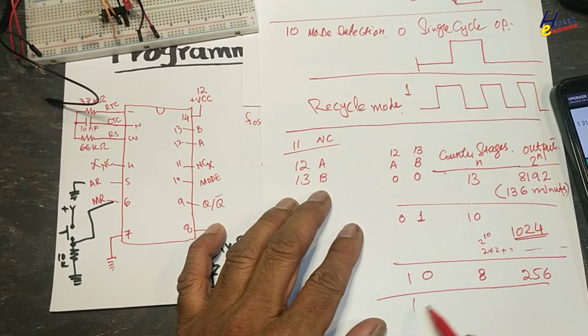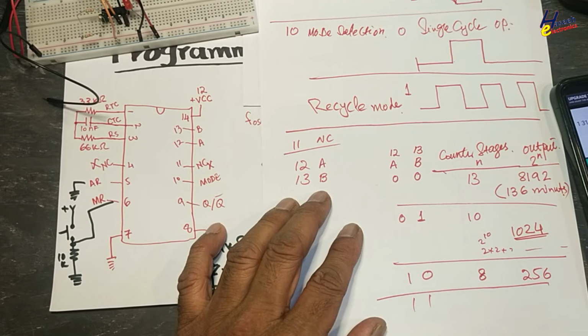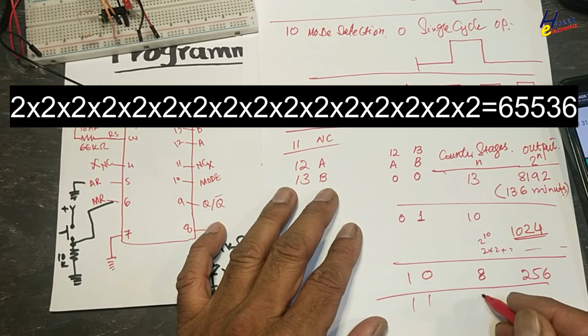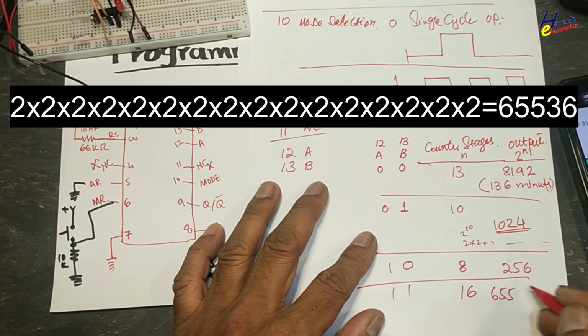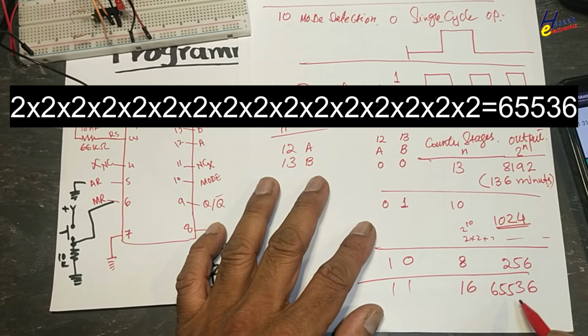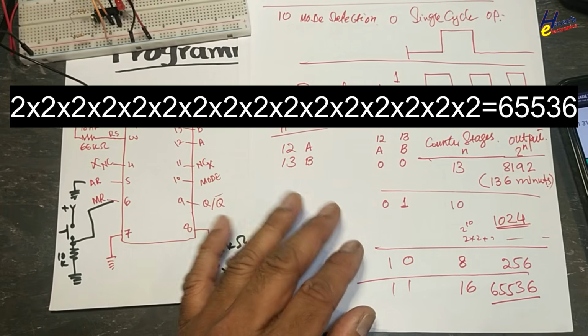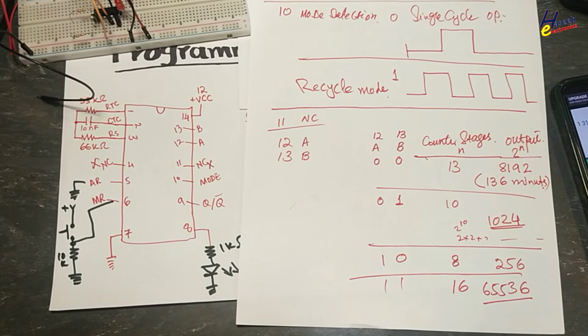If you connect both inputs to high, in that situation it will utilize 16 stages and 65536. After this number of pulses, the output will appear at the output.